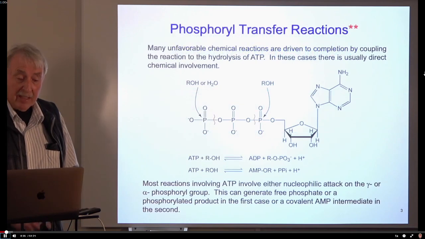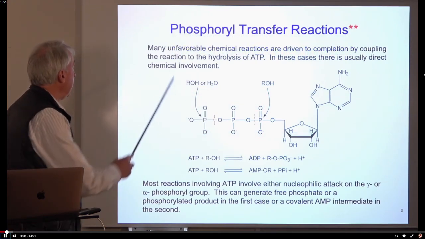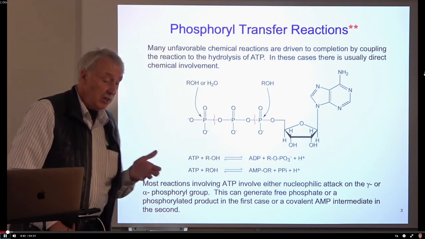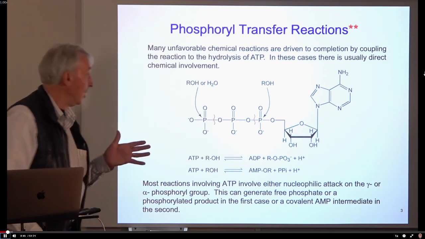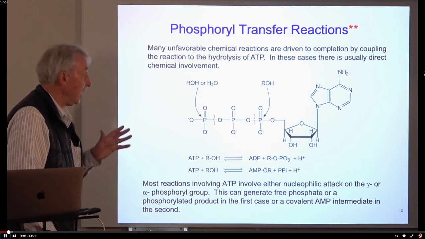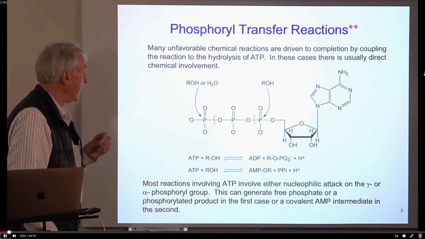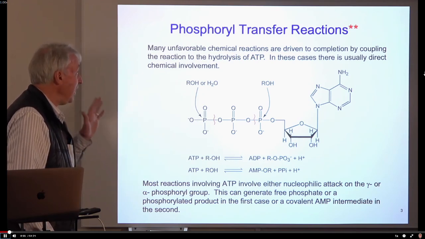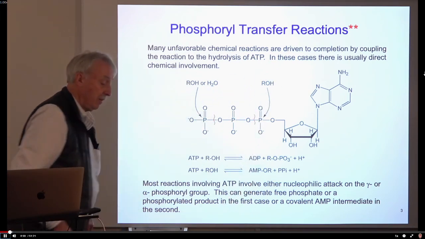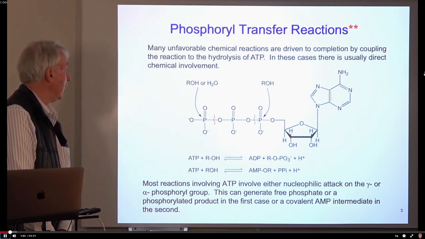These enzymes catalyze phosphoryl transfer reactions. And in many cases, there's a direct coupling between the transfer of the phosphoryl group to the chemical reaction so that it favorably moves a reaction that would otherwise be thermodynamically unfavorable. And in these cases, there is generally a direct chemical involvement of the phosphoryl group in the reaction chemistry.